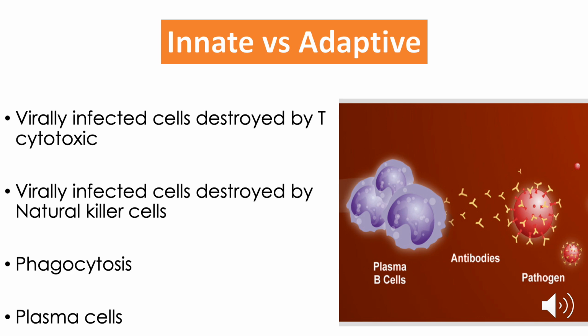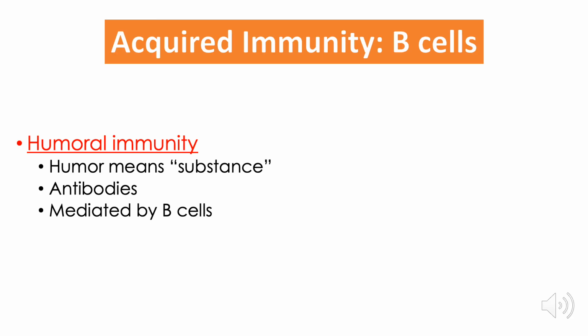Since they are the activated form of B cells, they are classified under adaptive immunity. Adaptive, acquired, or specific immunity is particularly linked to the function of T cells and B cells. If the immune response is generated by B cells, you classify that particular adaptive or specific immunity as humoral immunity.